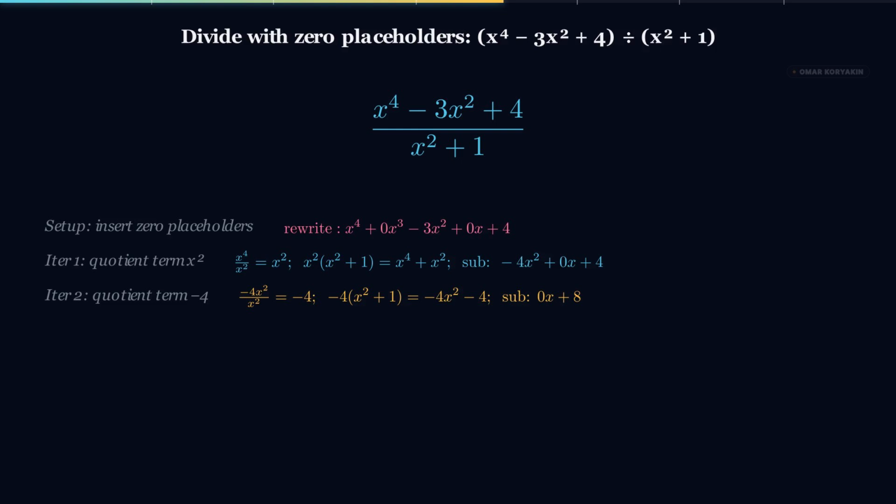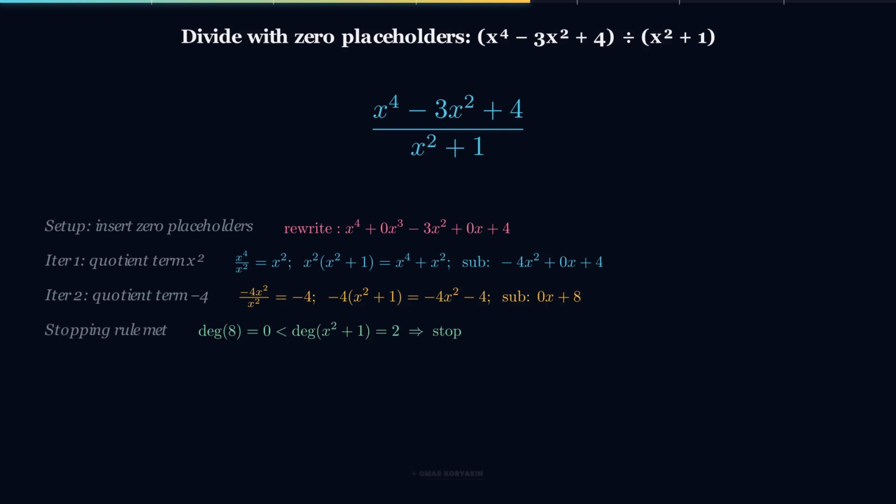Let me redo. After the first iteration we had brought down 0x. The current dividend was negative 4x squared plus 0x. In the second iteration we bring down the constant 4. The current dividend becomes negative 4x squared plus 0x plus 4. Subtract divisor times negative 4, which equals negative 4x squared minus 4. Result: negative 4x squared plus 0x plus 4 minus the quantity negative 4x squared minus 4 equals 0 plus 0x plus 8. The current remainder is 8.